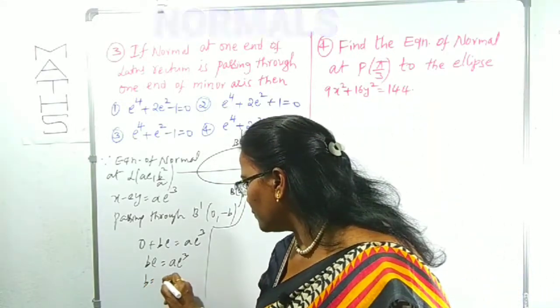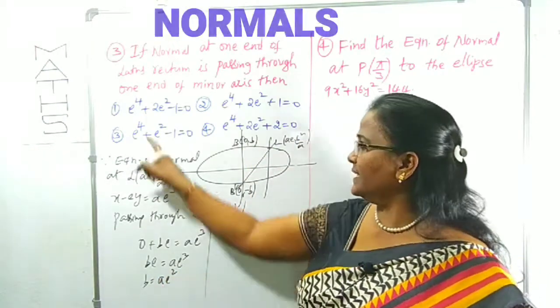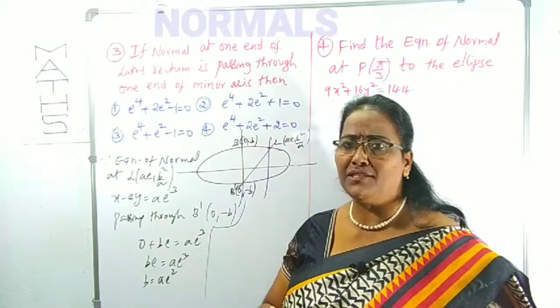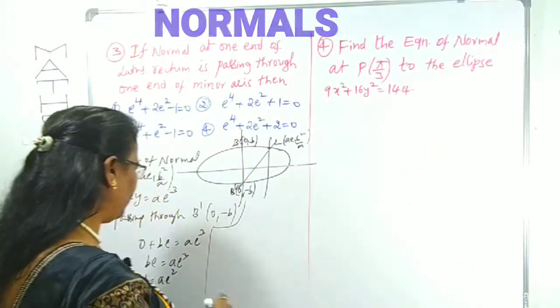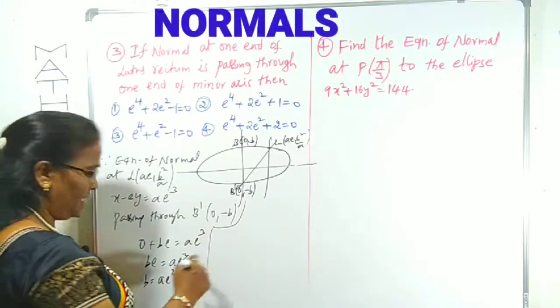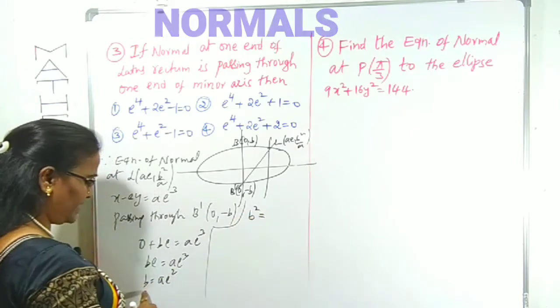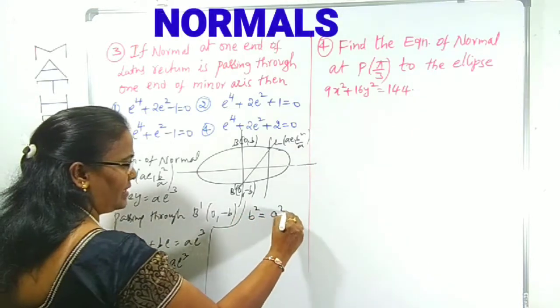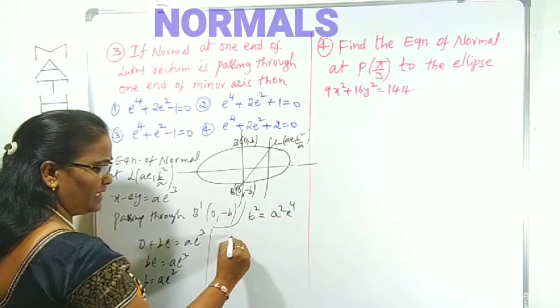b is equal to a e square, which is left over. But the options are given in terms of e only, so we have to reduce it in terms of e. To reduce in terms of e, what can you do? We can take the square on both sides. By squaring both sides, b square is equal to a square e power 4, right? You know b square very well.